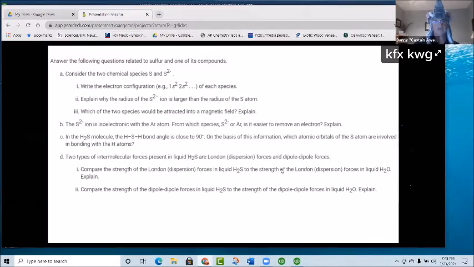The S2 minus ion is isoelectronic with the Ar atom. From which species is it easier to remove an electron? That's an ionization energy question. So we're still in Unit 1.